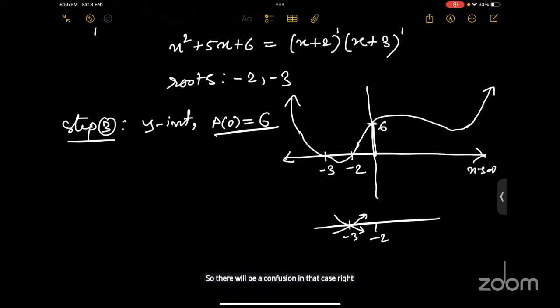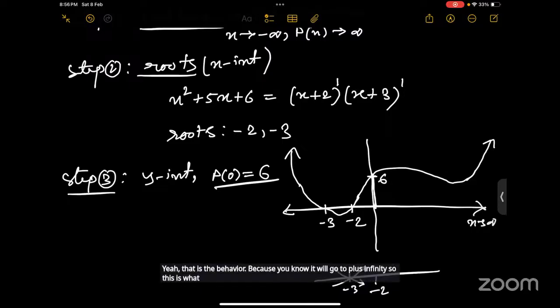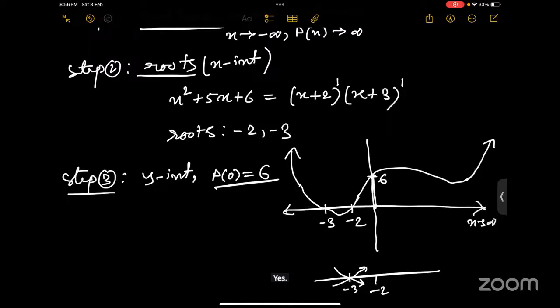No, but after step 2, we know that it will go to plus infinity, no? Obviously. That is the end behavior, na? Because you know it will go to plus infinity. So this is what you are analyzing, the end behavior, right? Yes, madam. No, why I told is, see, after 6, your graph is coming down, no? So that's why I'm telling.